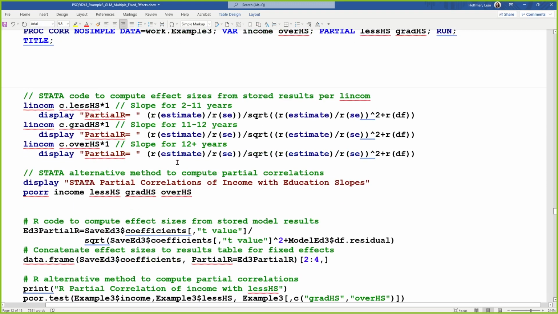In Stata, you can access stored results after each LINCOM. So if you wanted to use this code, for instance, in your homework, all you have to do is copy this line exactly as it is. It accesses the results that are stored internally to Stata and does the math on them. And the display command means print it so that you can see what happened.